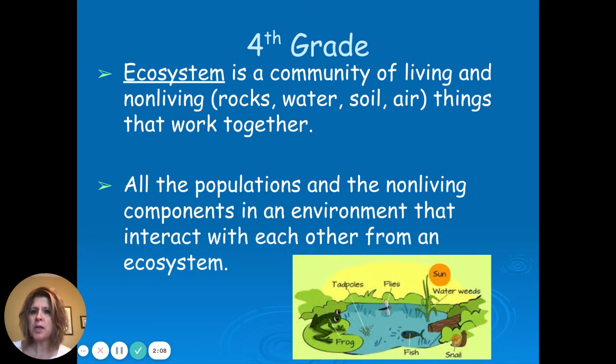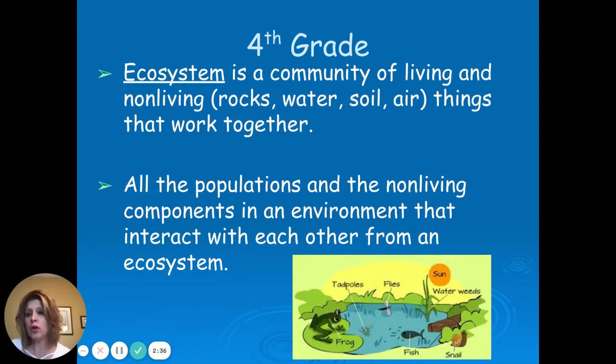Okay. All right. So ecosystem is the community of living and non-living things, or rocks, water, soil, and air. So that's going to include our plants and animals hanging out with non-living things like rocks, water, soil, and air. And they work together. They live together and they rely on each other. All these populations of living and non-living components in the environment interact together.